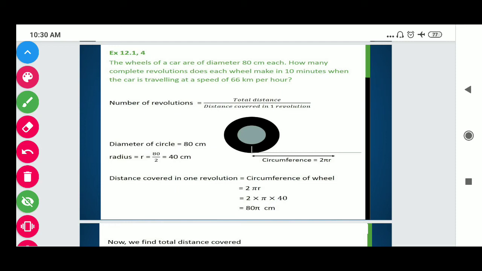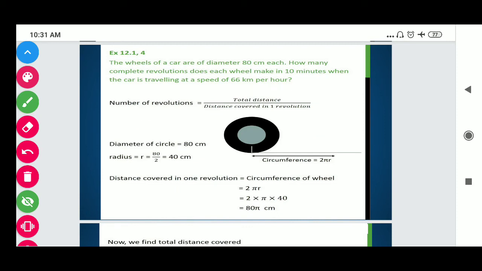Okay, students. So here we have to calculate how many revolutions each wheel makes in 10 minutes. Students, in 10 minutes, how many circular portions will a wheel cover? That is the revolution, when the car is traveling with a speed of 66 kilometer per hour. So the number of revolutions must be the total distance traveled by the car divided by the distance covered in one revolution. Students, the car covers some distance at 66 kilometer per hour speed in 10 minutes, and the distance covered by the wheel in one revolution. So students, if we divide these, we get our total number of revolutions.